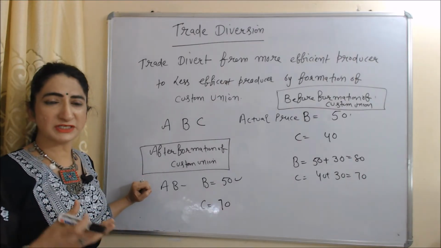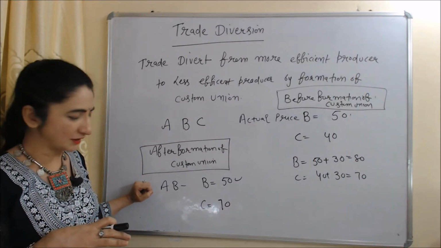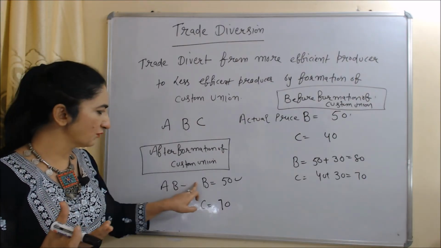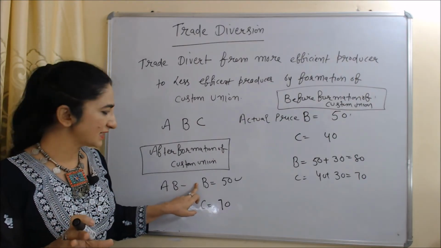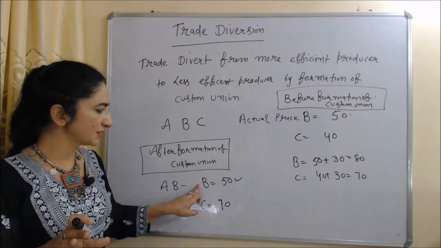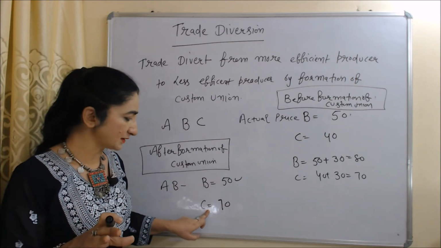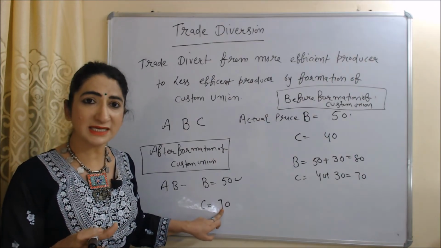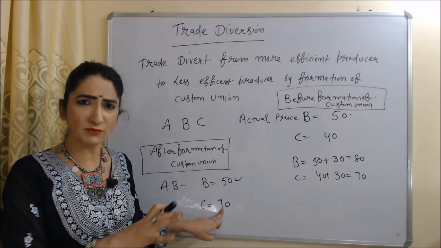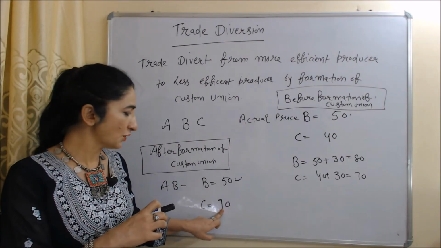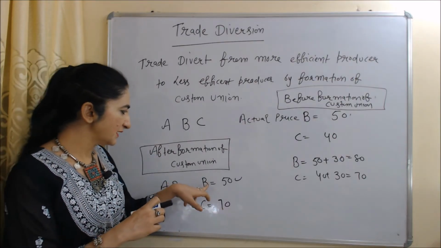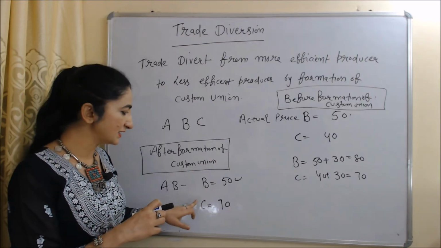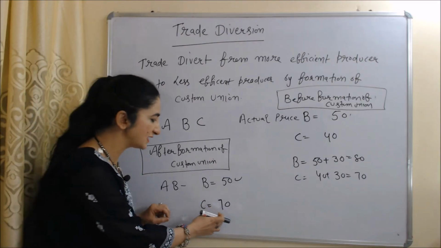Now we will see the situation after formation of the customs union. Suppose A and B make a customs union. That's why A removes all tariffs on B. So now B's product price becomes 50 rupees. But C's product price is still 70 rupees because C is a non-member country. A didn't remove any tariff on it. So now you can see B's product becomes cheaper as compared to C. That's why A will divert its import from C to B.